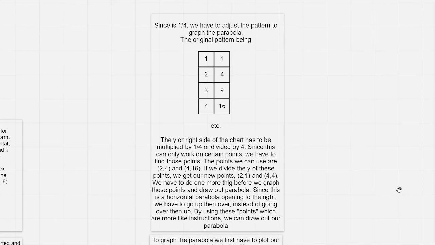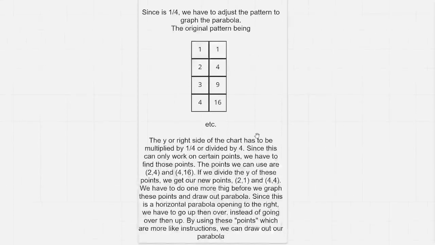Since A is 1/4, we have to adjust the pattern to graph the parabola, the original pattern being here. The y of the chart has to be divided by 4. Since this can only work on certain points, these two, we have to use these points to graph our parabola. These points are more like instructions to go from the vertex. These new instructions being up 2 over 1 and up 4 over 4.